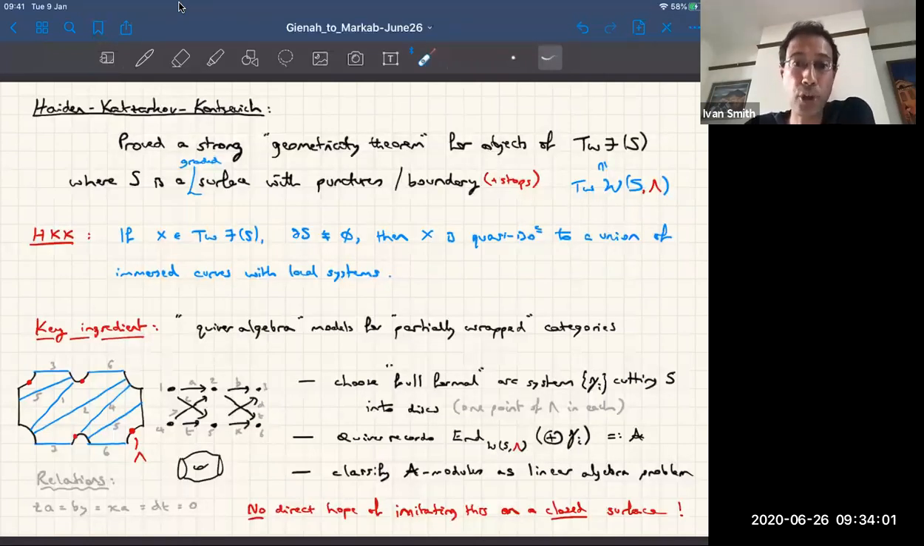And then there's a product amongst these generators. So there's a non-trivial mu2 in this category, which tells you how to concatenate arcs in this quiver, and some products are zero, and that gives you relations in this quiver. And by a generation statement, the partially wrapped category is completely encoded in this quiver with relations.